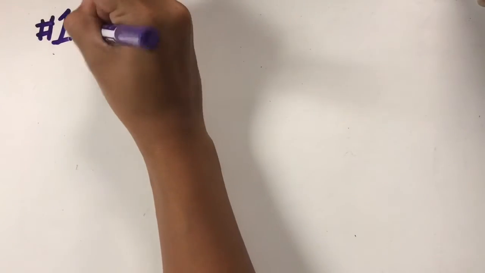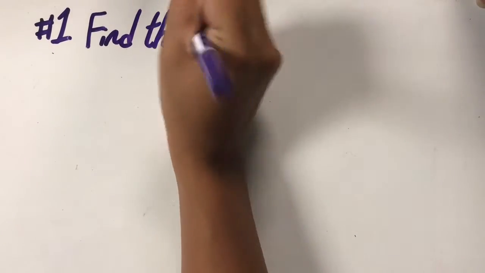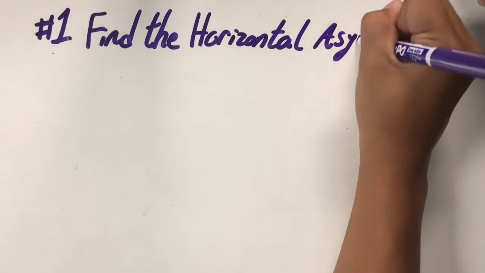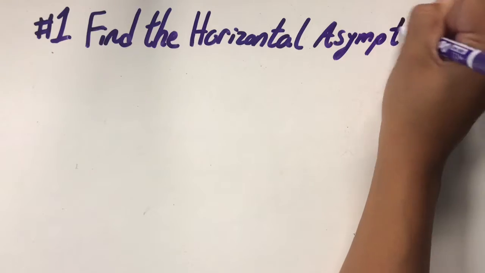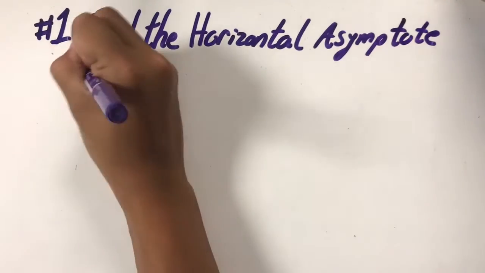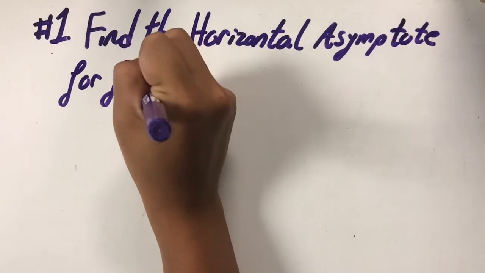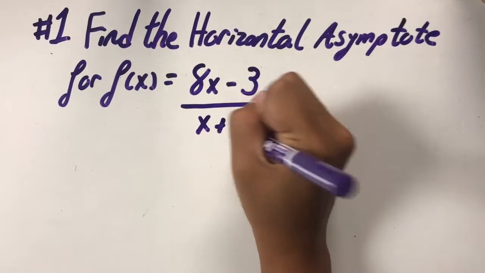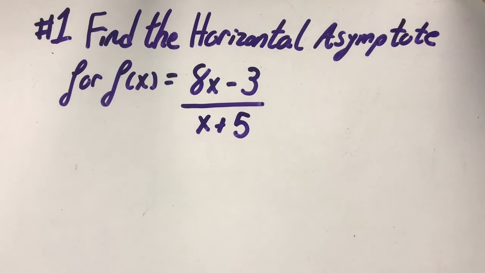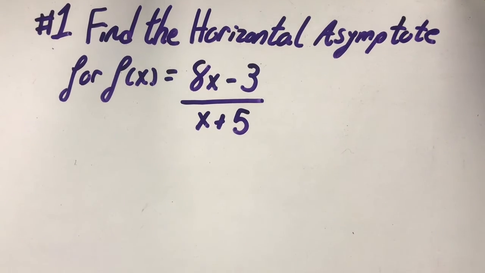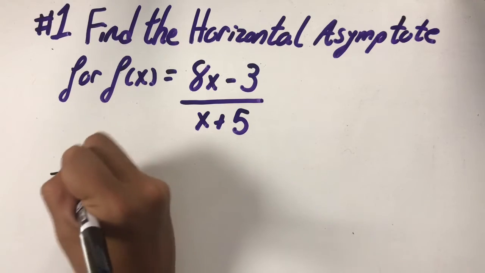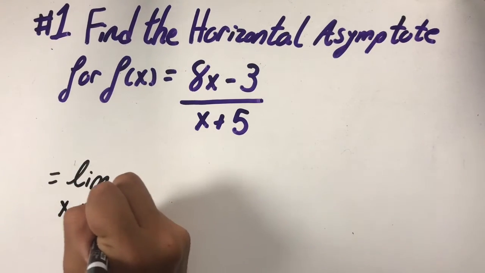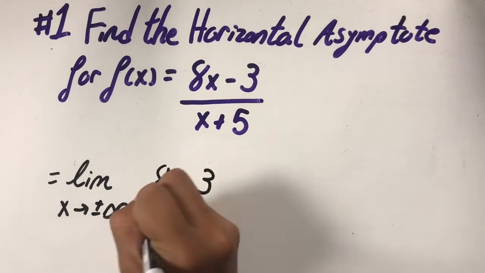For our first problem, we'll be showing you two ways how to do it to get the exact same answer. For our next example, we're finding the horizontal asymptote y of the function 8x minus 3 over x plus 5. First, what we will show you is the shorter and easier way to find the horizontal asymptote if the limit is approaching positive or negative infinity.